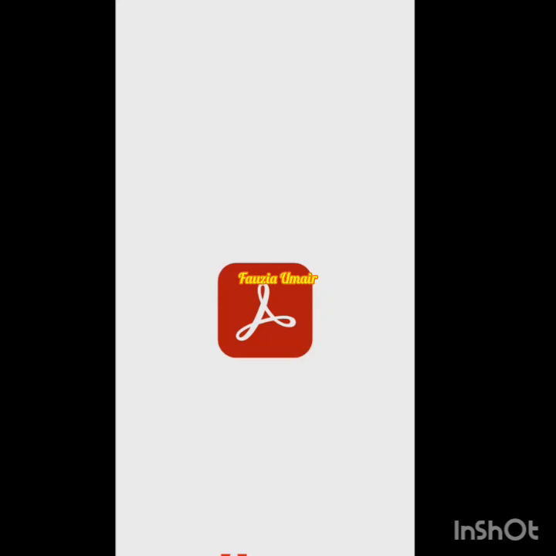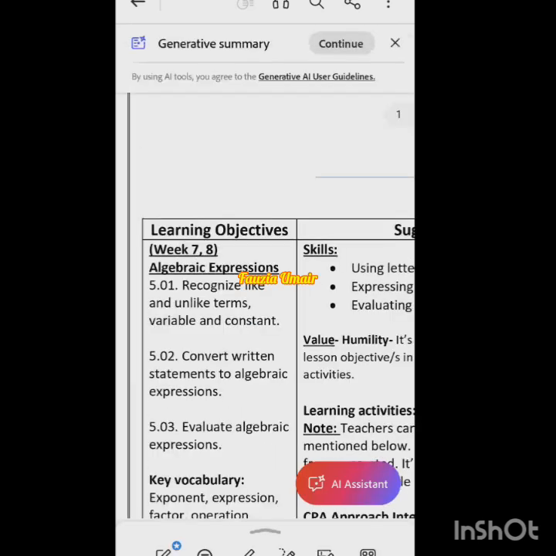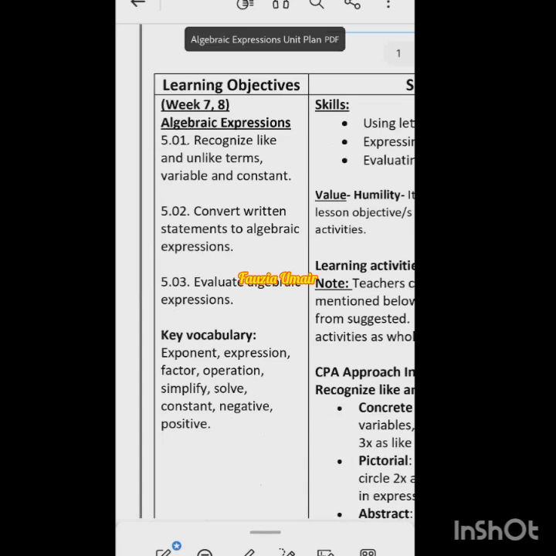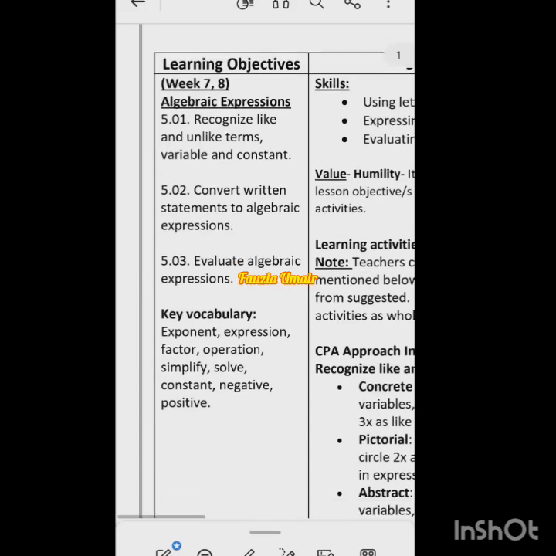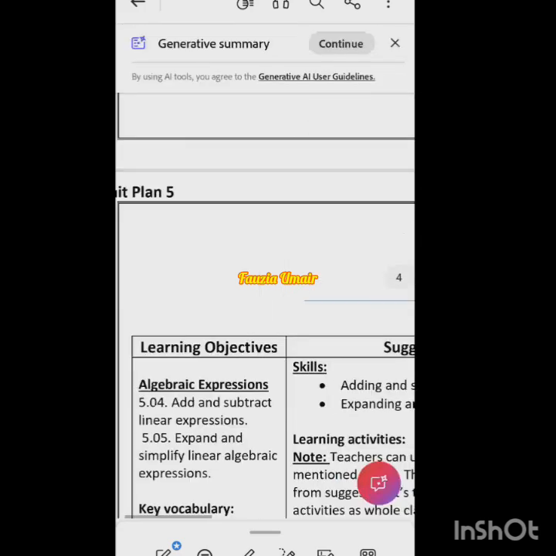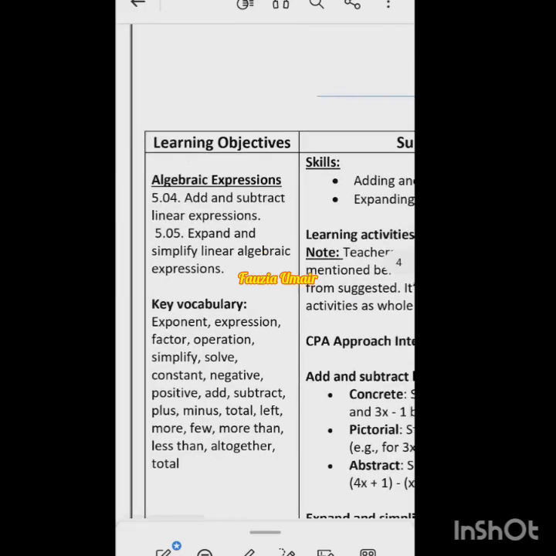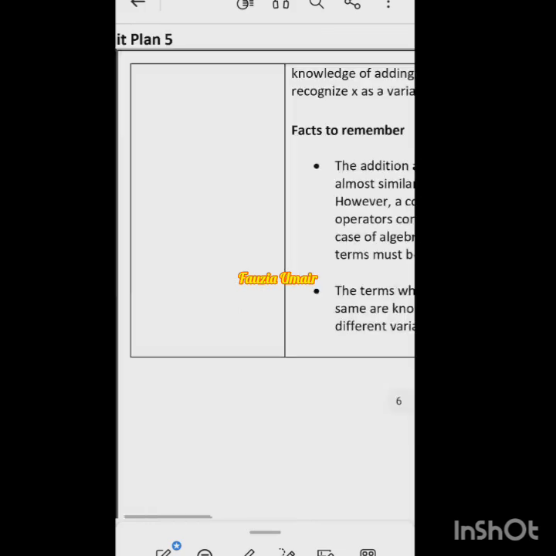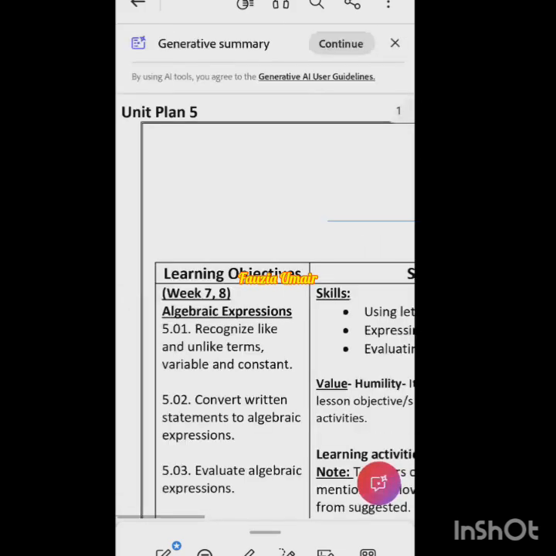Let's look at the learning objectives of this topic. The learning objectives are: recognize like and unlike terms, variables and constants; convert written statements to algebraic expressions; evaluate algebraic expressions; simplify; add and subtract linear expressions; expand and simplify. So we will do all of these, and we will learn what we mean by these keywords.